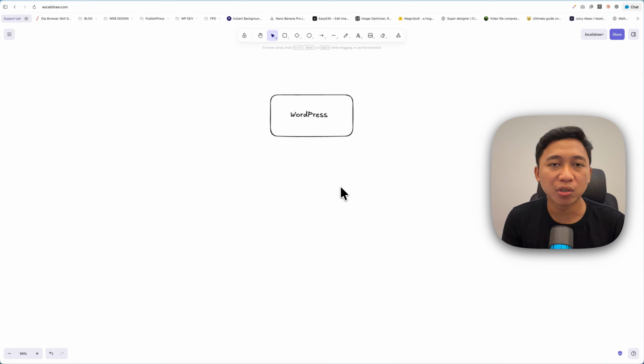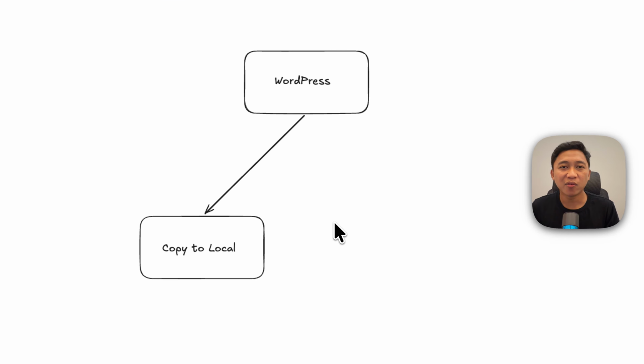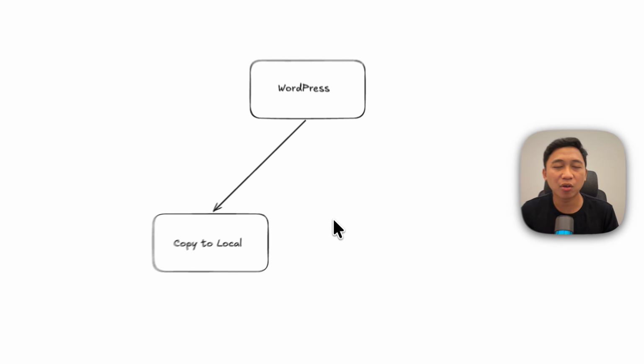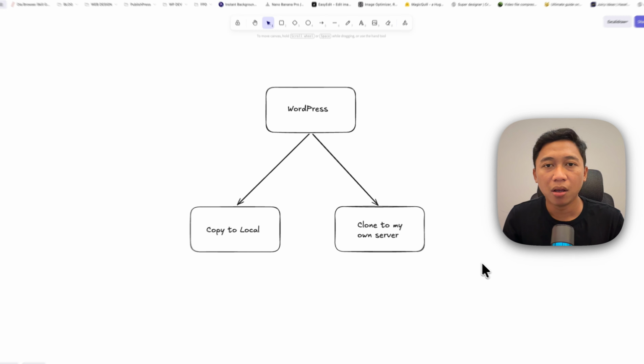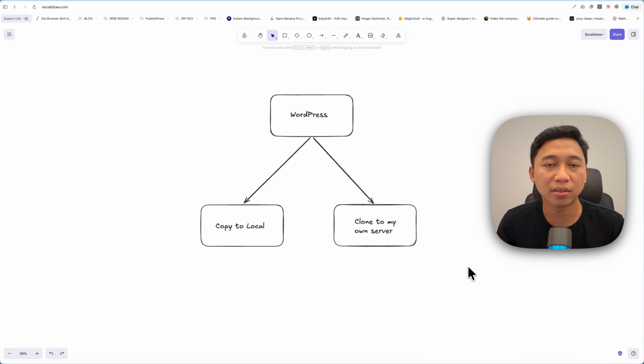To work around those 3 issues, I usually do these things. The first one is to copy the WordPress site to my local machine. And the second one is to clone it to my own server. Why do I think these workflows solve those 3 issues? The first one is I only need the WordPress admin access.